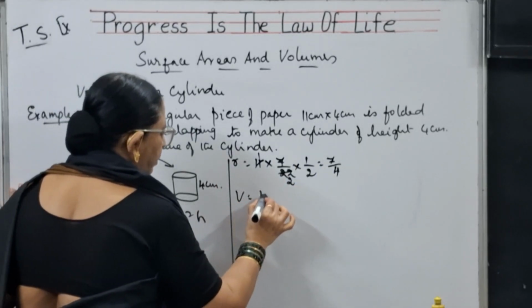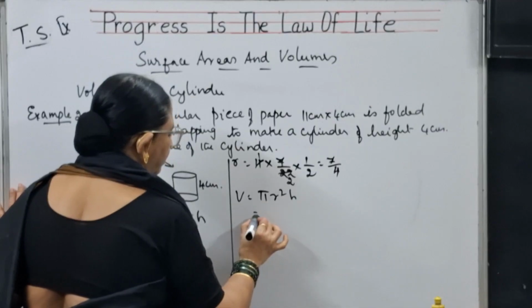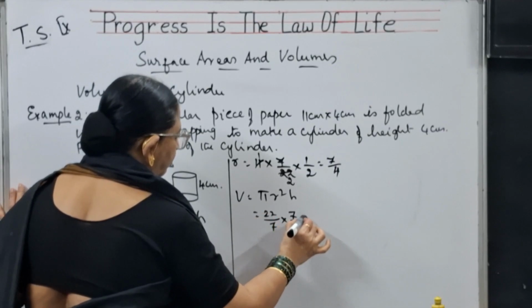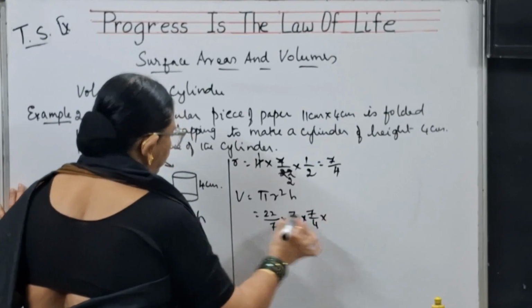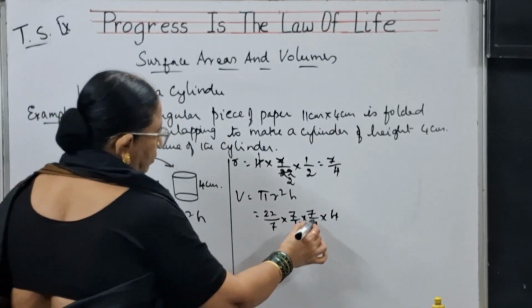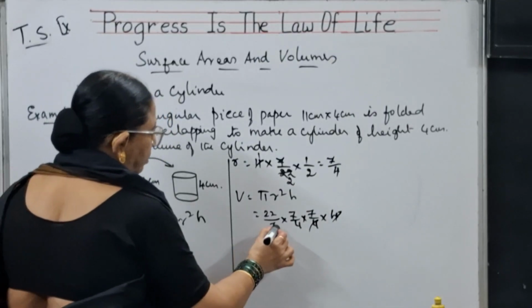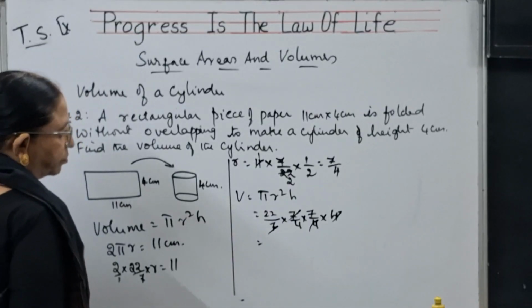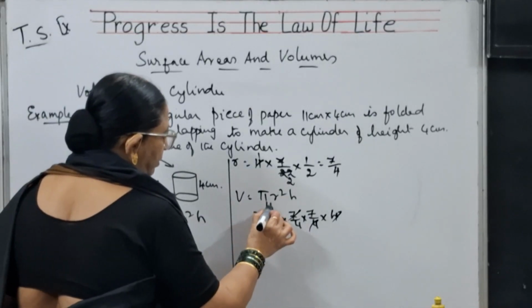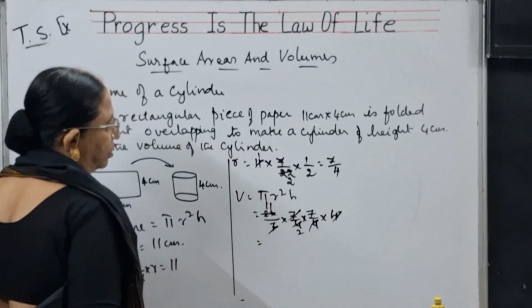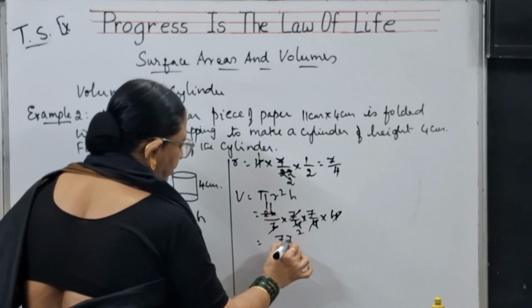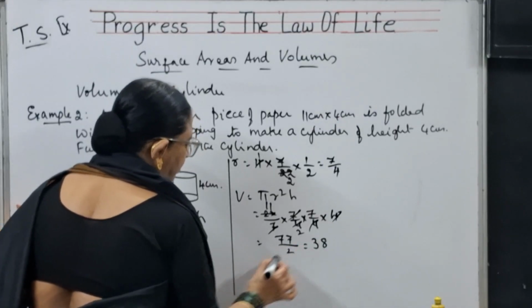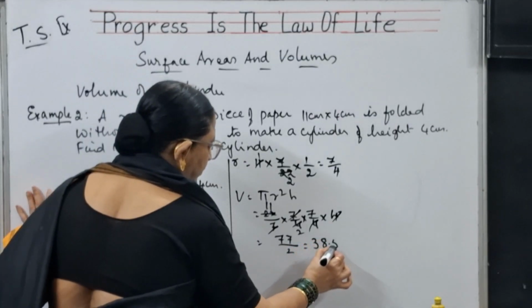So the volume formula is pi r square h. So 22 by 7 into the radius, we have got 7 by 4 into 7 by 4, into height, which is 4. So 4 and 4 will get cancelled. 7 and 7 will get cancelled. So how much are you getting? 22 also, 2 11s are 22, 2 2s are 4. So 11 7s are 77 by 2, that is 2 3s are 6, 2 8s are 16, 2 5s are 10.